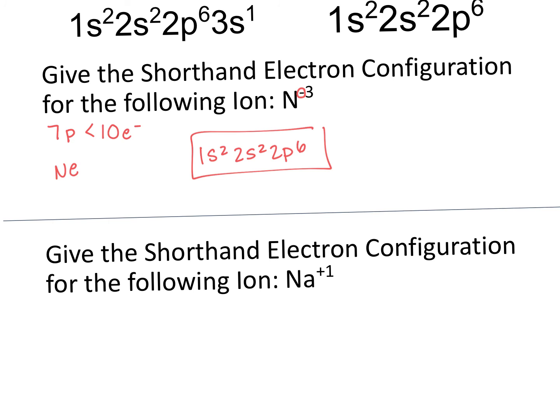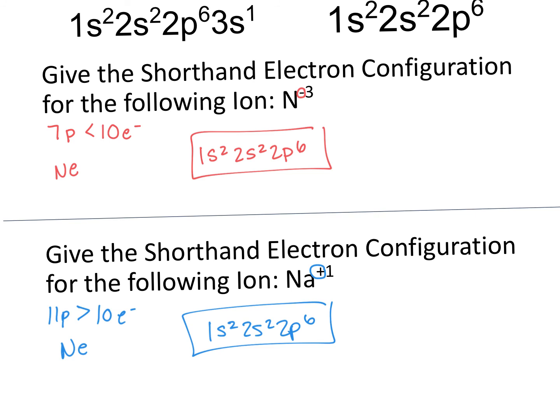Why don't you try Na+1 for me? Just like before, sodium has 11 protons, right? If I have a positive charge, I'm going to have overall more protons than electrons. In this case, I have 1 more proton than electron, so I end up with 10. Again, I'm going to look at what would be my closest element that has 10 electrons naturally, and this would be neon. Again, I give the configuration for the electrons, so in this case, it's 1s2, 2s2, 2p6.